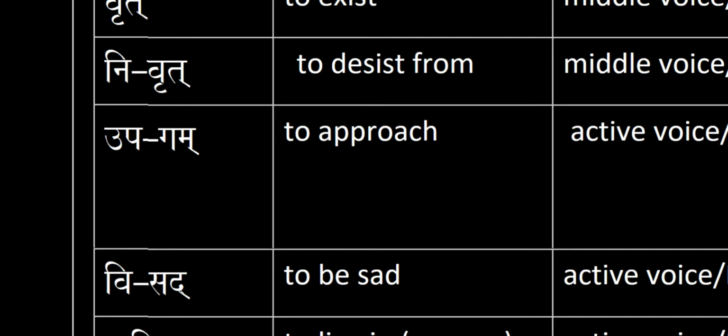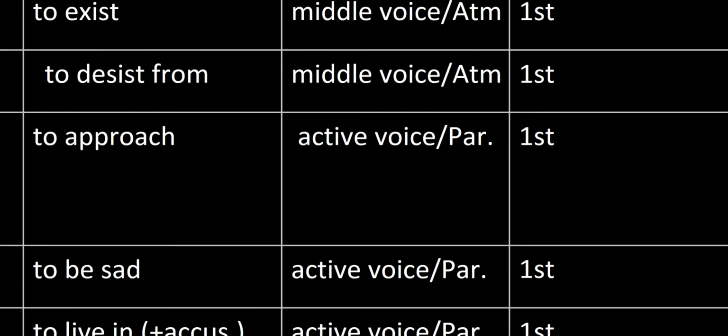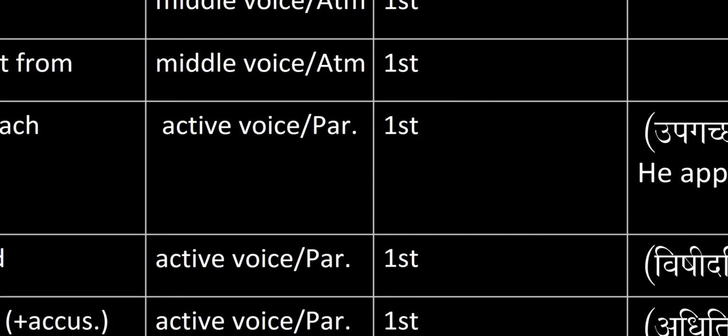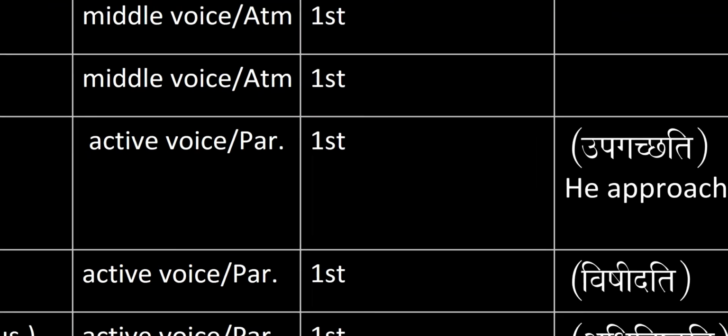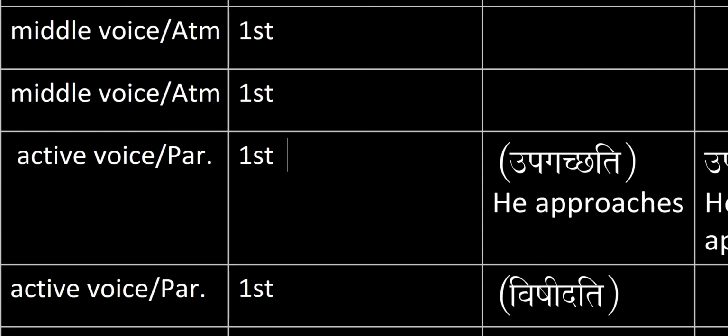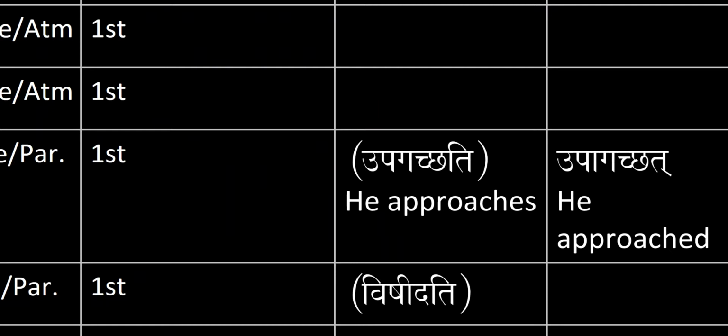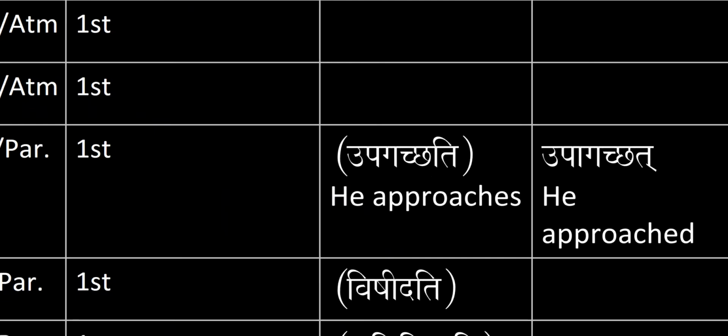So upagam is to approach, and you know that this is in the active voice in Parasmaipada, so you know which conjugation table to use. Here you're going to use ti, tah, and anti. So third person singular, you're going to do ti. I already gave you the verbal base for this, so this is upagachati.